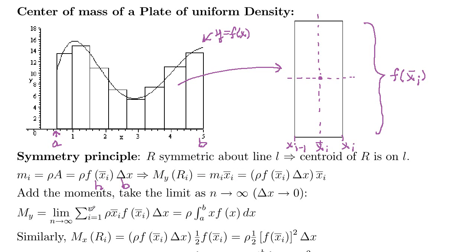And when you take a limit of a sum, you get an integral. And the constant rho we factored out in front, right here it is. x̄ sub i turns into x in the limit, f of x̄ sub i becomes f of x, and delta x becomes dx.